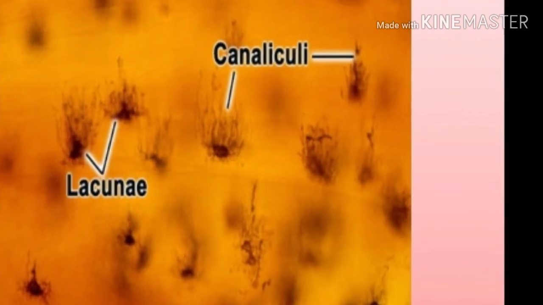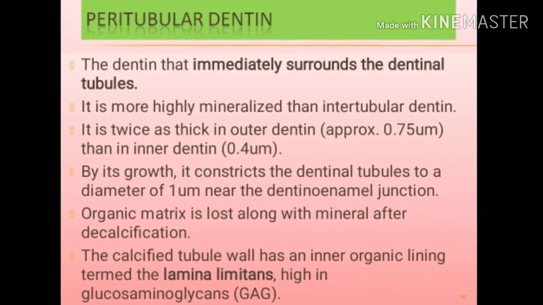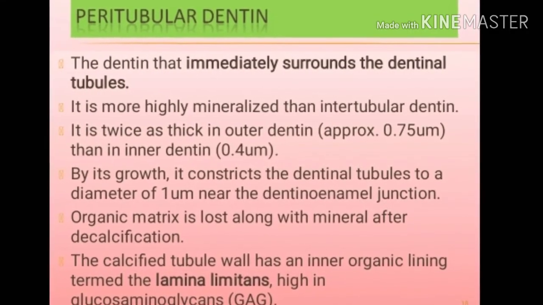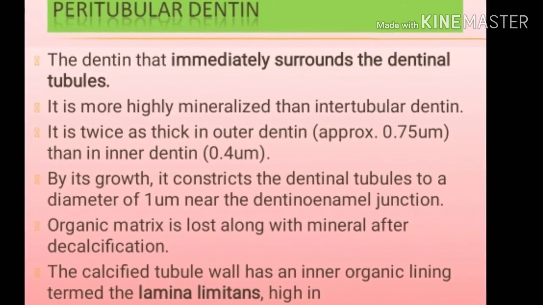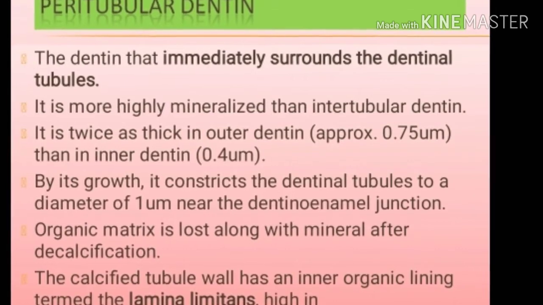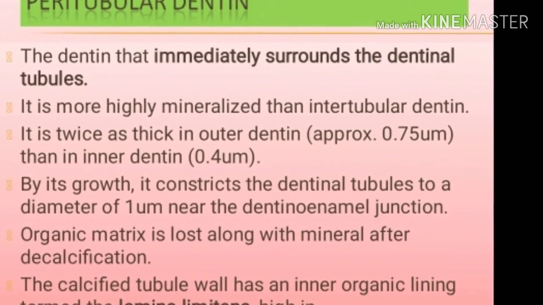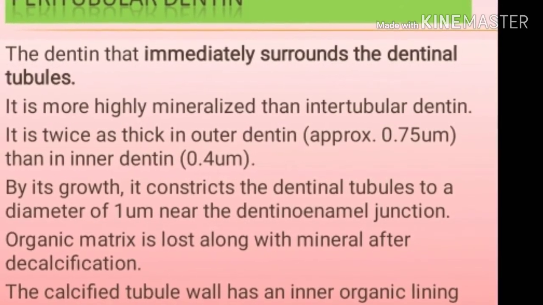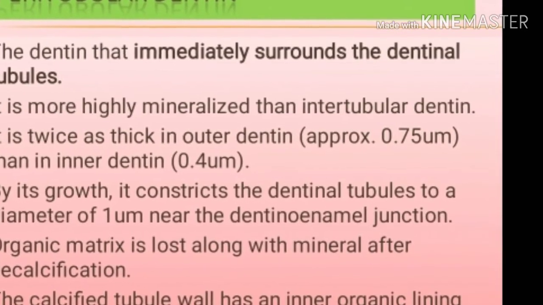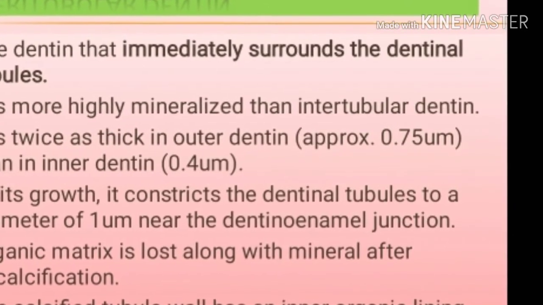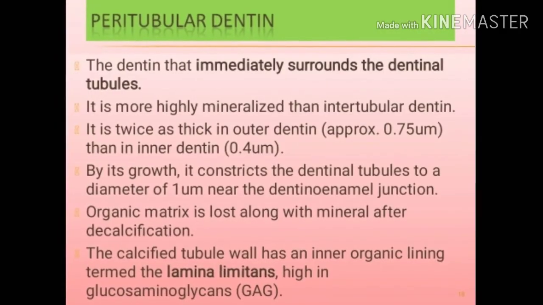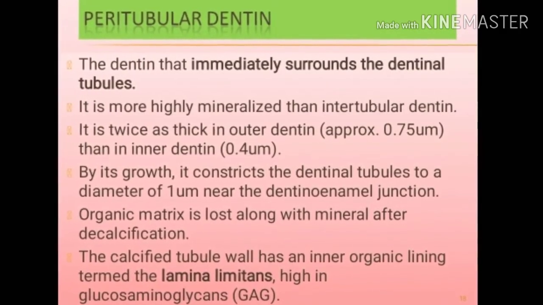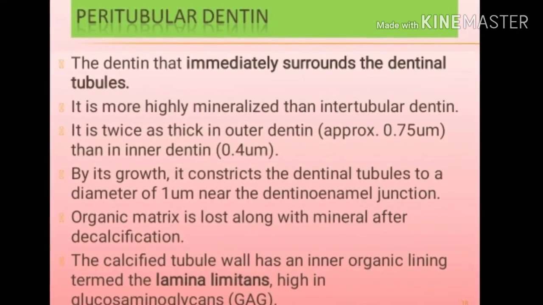Peritubular dentin, the dentin that immediately surrounds the dentinal tubules. It is more highly mineralized than the intertubular dentin. It is twice as thick in outer dentin, approximately 0.75 micrometer, than in inner dentin, 0.4 micrometer. By its growth, it constricts the dentinal tubules to a diameter of 1 micrometer near the dentino-enamel junction.